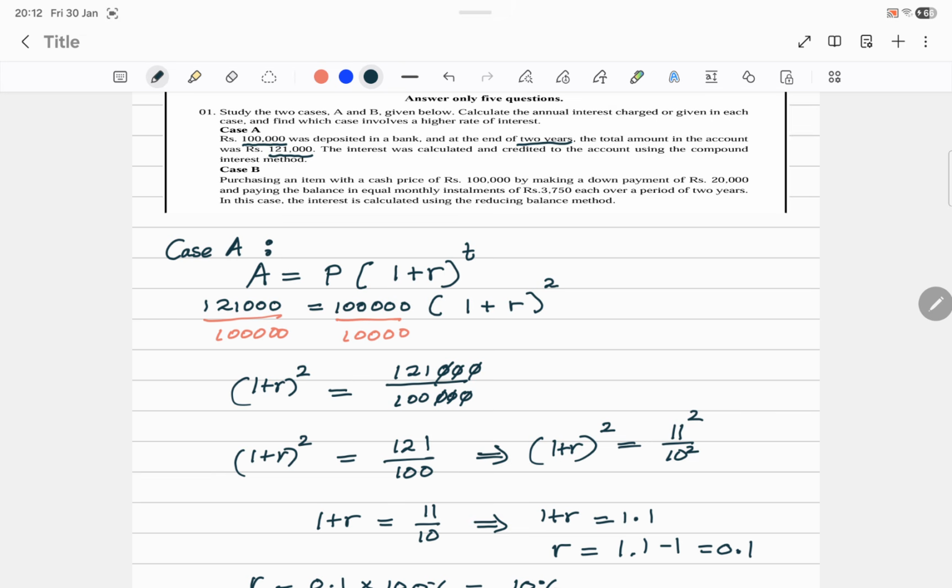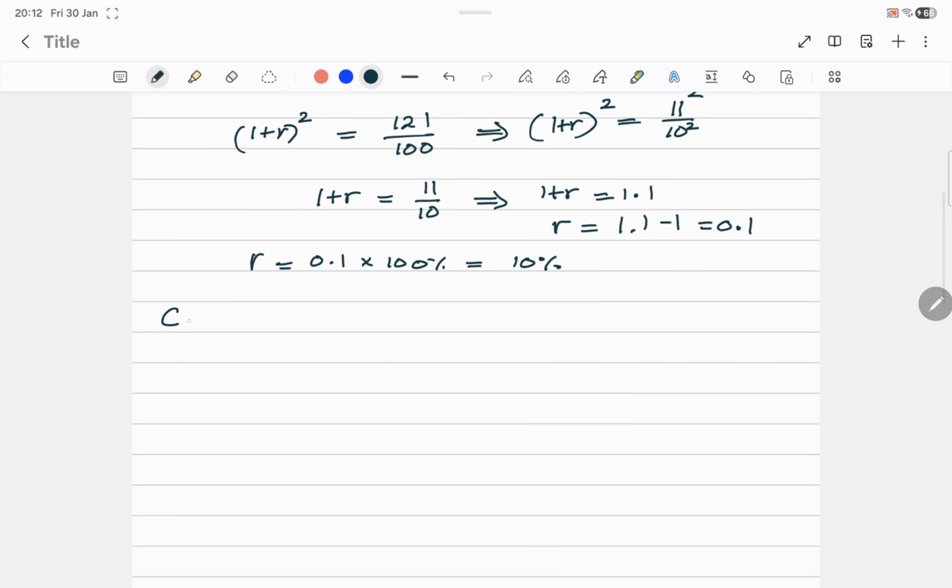Right. Case B is what? Purchasing an item with a cash price of 100,000 by making a down payment of 20,000, and paying the balance in equal monthly installments of 3,750 over a period of 2 years. In this case, interest is calculated using reducing balance method. Right. So let's look at the reducing balance method part.